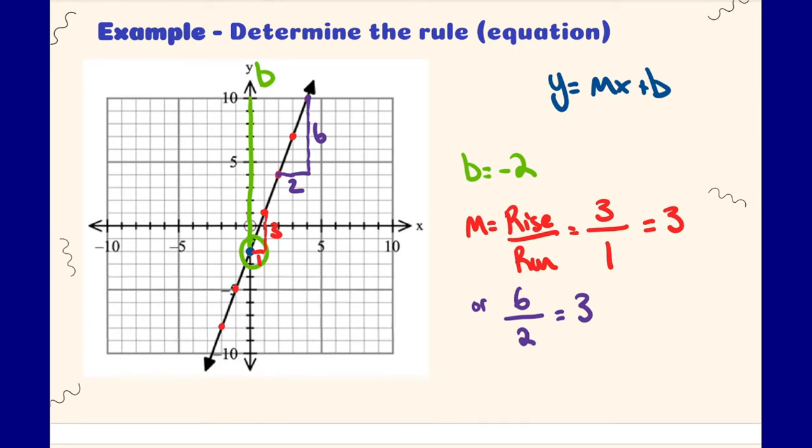Now that I have my m and my b value, I'm going to plug them into my equation. So y equals 3x minus 2. And that is my equation for this line.